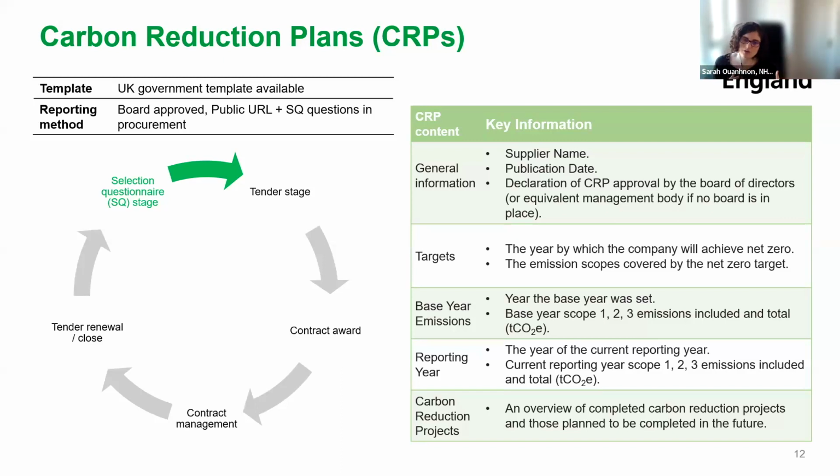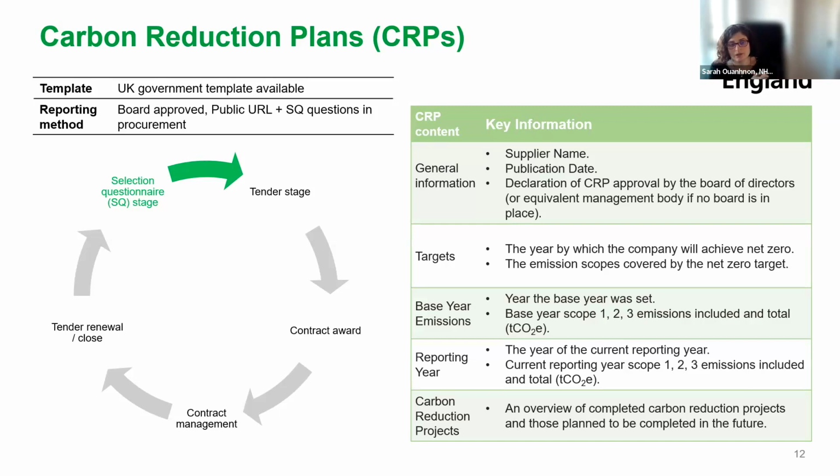And so in the carbon reduction plan, you're supposed to have your emissions on a base year and your emissions on a reporting year. And then you're supposed to give a high level outline of what are the projects and the actions you're going to be taking to achieve your net zero target.